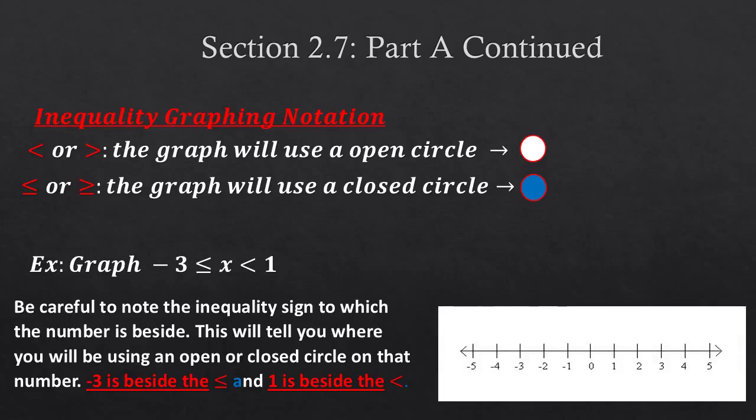So here's your graph. Find -3, and you're going to have a closed circle on that as previously mentioned because of the sign it's beside. Find 1, which is on the right hand side of 0, and you're going to have an open circle on that, again because of the sign that it's beside. Now the shading or the arrow drawn will be between the two numbers. That is what it means when it says a compound inequality. The arrow is drawn in between the two numbers.